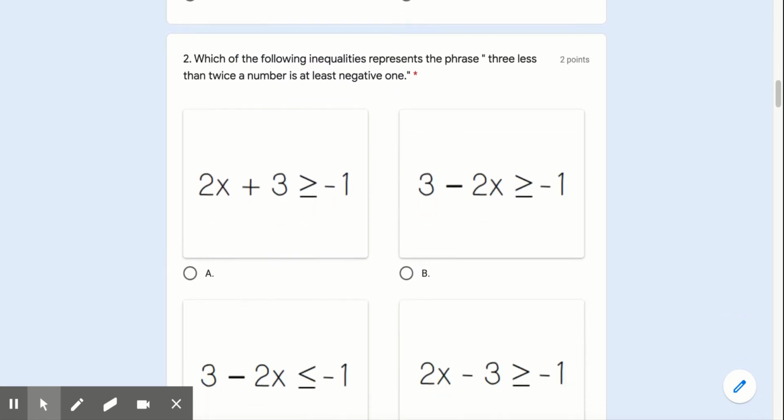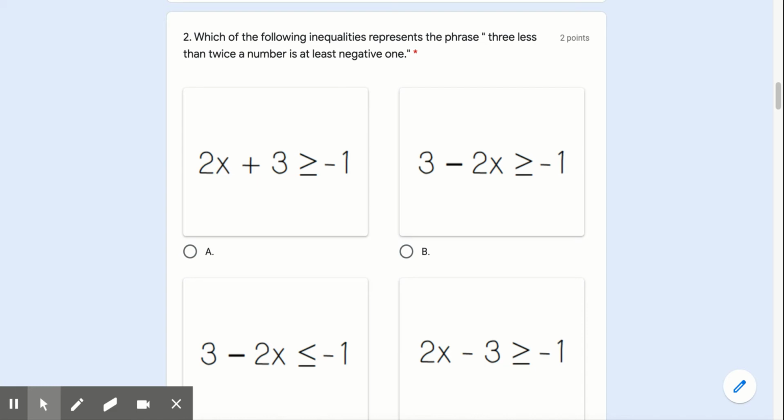Question number 2. Which of the following inequalities represents the phrase 3 less than twice a number is at least -1? So the very least amount that it could be is -1. So what sign would you be using for that?